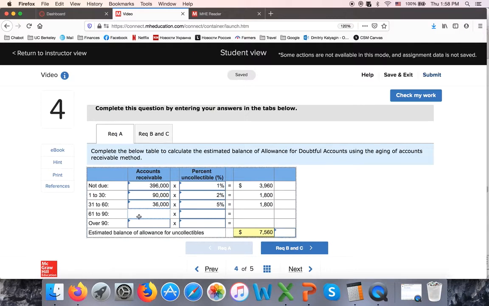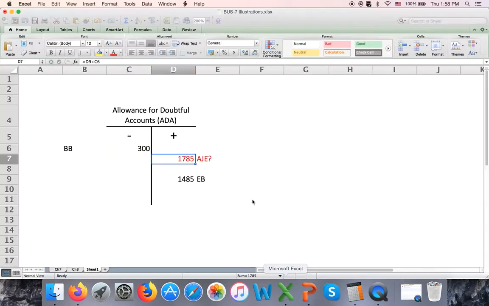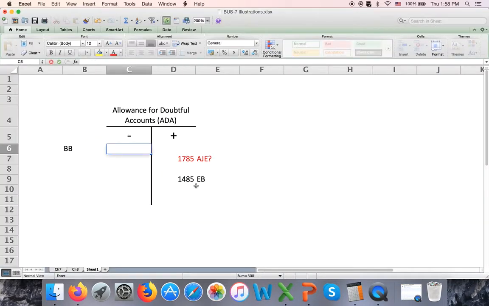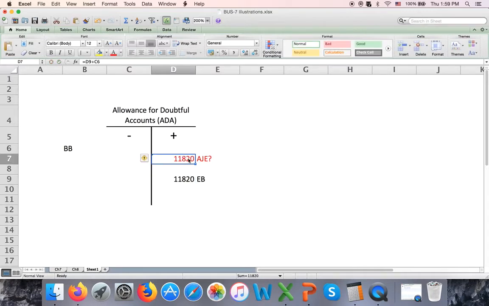And 61 to 90 days past due, I have $18,000 of accounts receivable of that age group, and my estimated percentage is 7%. And finally, over 90 days past due, $30,000, and my estimate is 10%. Okay, that's my total, 11,820. So again, let me show you the T account. The 11,820, this is what I want the ending balance to be.